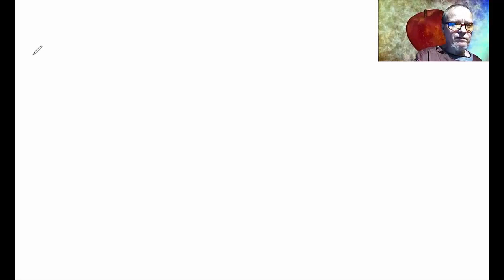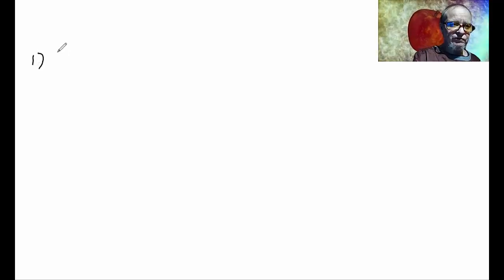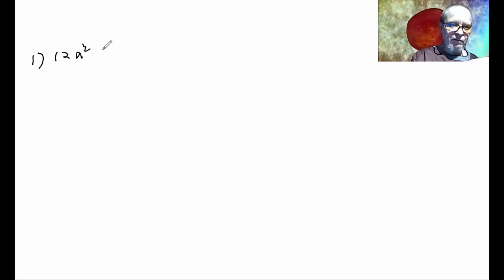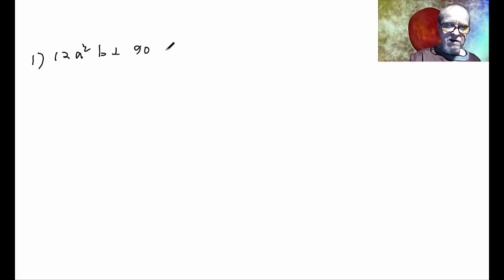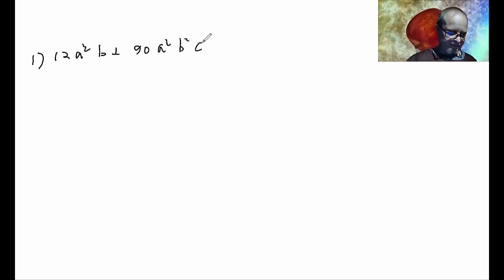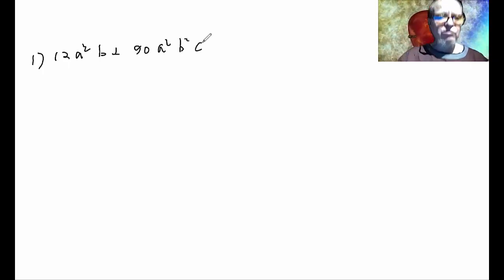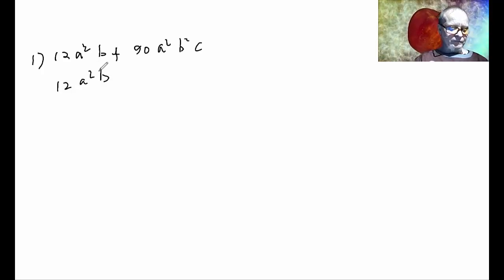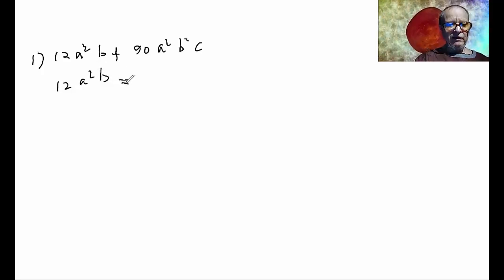Example number 1, we're asked to factor 12a squared b plus 90a squared b squared c. So let's first look at each term. So we have 12a squared b, and we're going to break it down into its basic components.